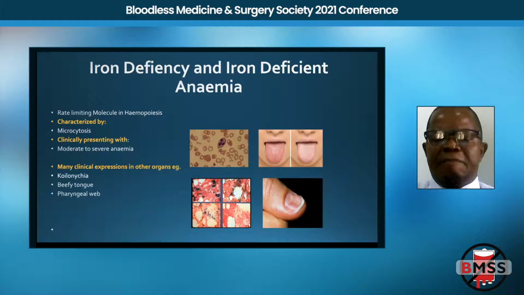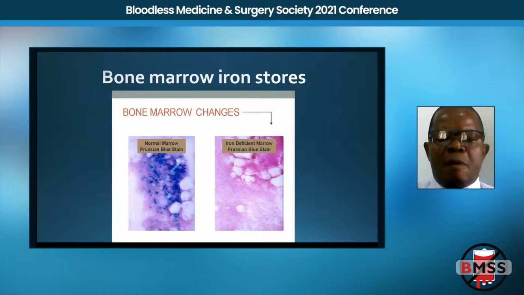But it is very amazing what we see when we go into the marrow to look at what is happening. In a normal marrow, when it is stained with Prussian blue, this is what it looks like. But in a patient who is iron deficient, it will look like this, even after it has been stained with Prussian blue. There are no iron stores left.